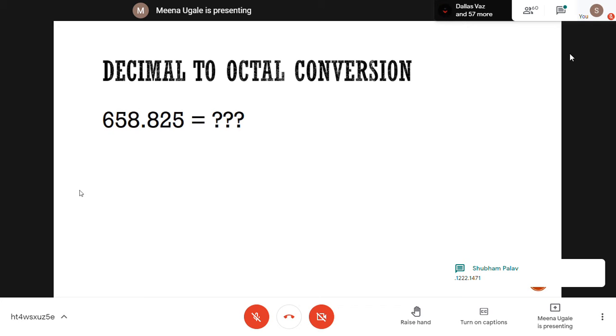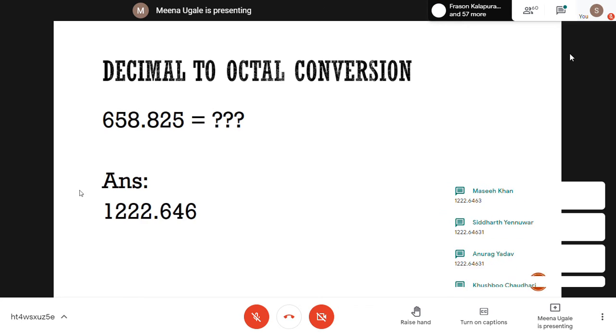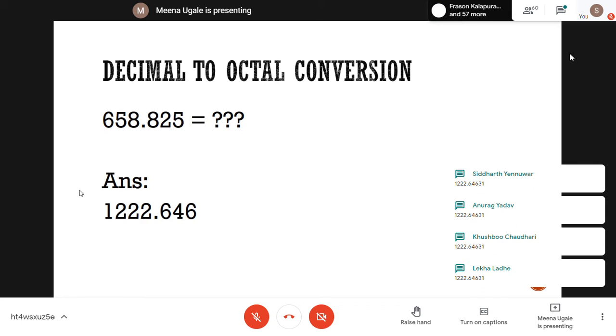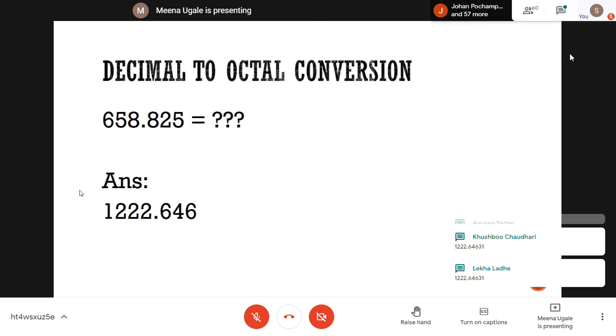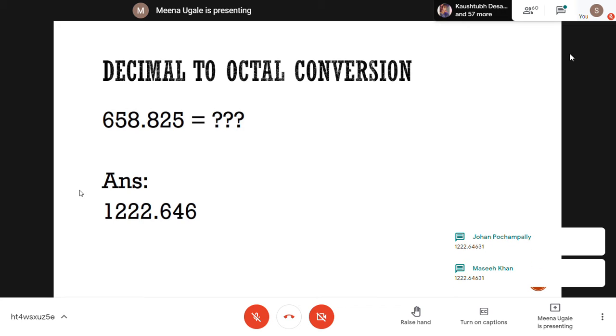Okay, Shubham has posted one answer. Yes, correct. Now you are going up to 5 digits, so you are getting 3 more digits. I have just posted up to 3 digits only. Your answers are very correct. I hope you understood this also. Decimal to octal conversion. Fine.